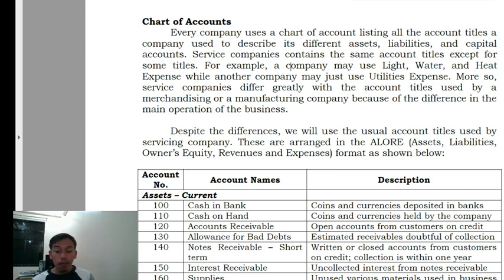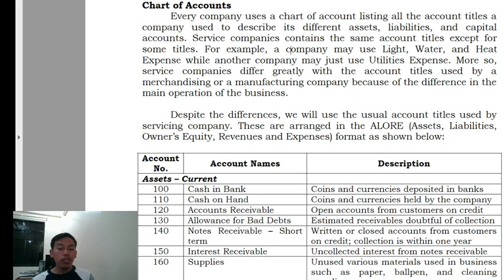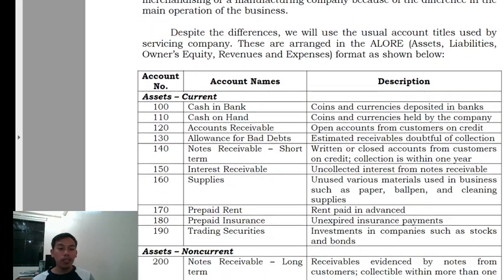Now, despite the differences, we will use the usual account titles used by the servicing company. These are arranged in the ALORE. Again, ano ang ALORE na yan? Assets, liabilities, owner's equity, revenue, and then expenses. Isa-isahin natin yung mga account titles na yan.